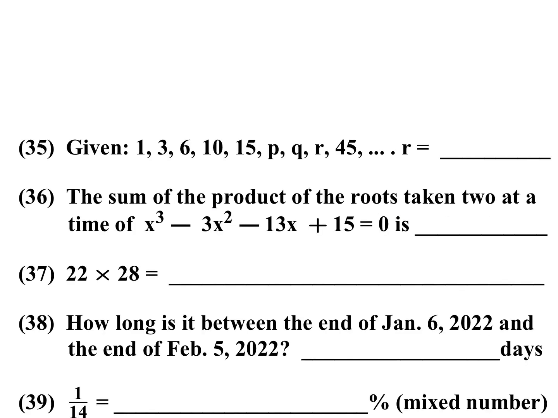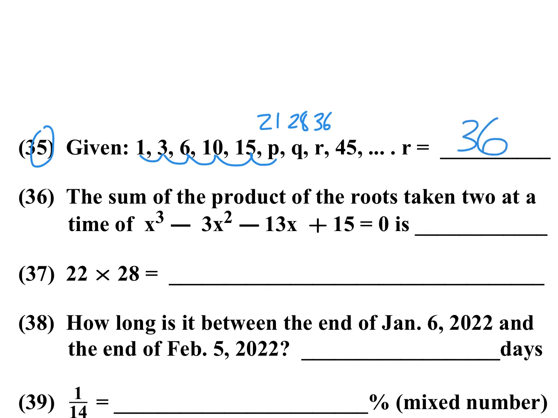Okay, so in the next one, I'm going to go over number 35. And it says given 1, 3, 6, 10, 15, PQR 45. So 1, 3, 6, 10, 15, those are triangular numbers. And you can also figure out that you're adding 2 here, 3, 4, 5. So then you add 6, that would be 21. And then you add 7, that would be 28. And then you add 8, that would be 36. And of course, if you add 9, that gives you the 45. So what we want to do is just find R. And that was 36.